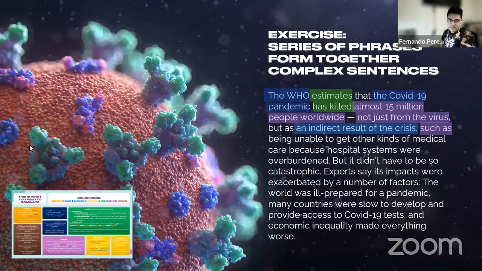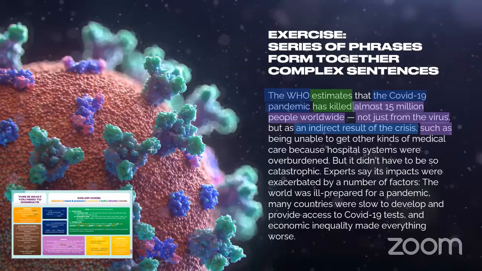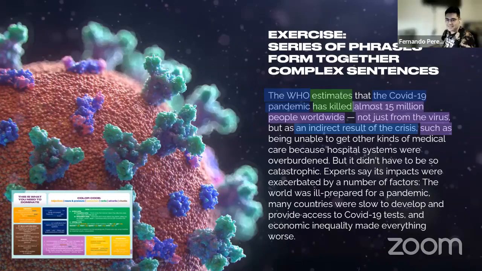Good. So whenever you see in the questions of an audio, give me two examples of an indirect result of the crisis, then you are going to expect, for example, for instance, such as, etc. Make sense? Yeah, this was the easiest question. Nice. Very good. The next. What about this one?